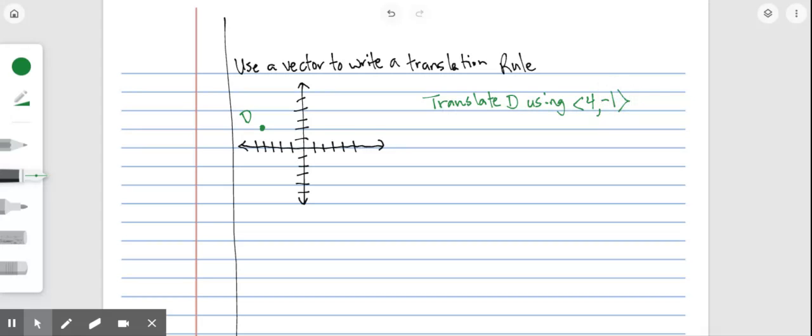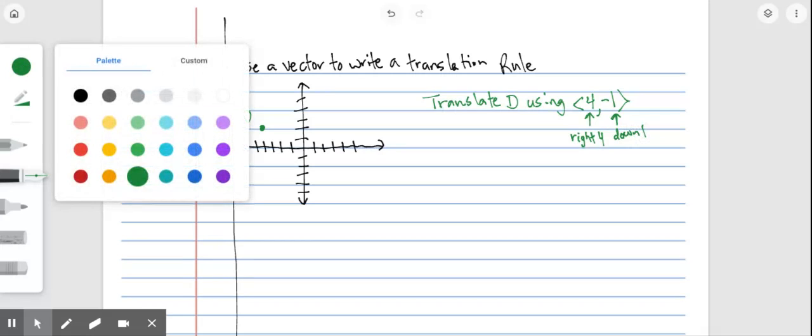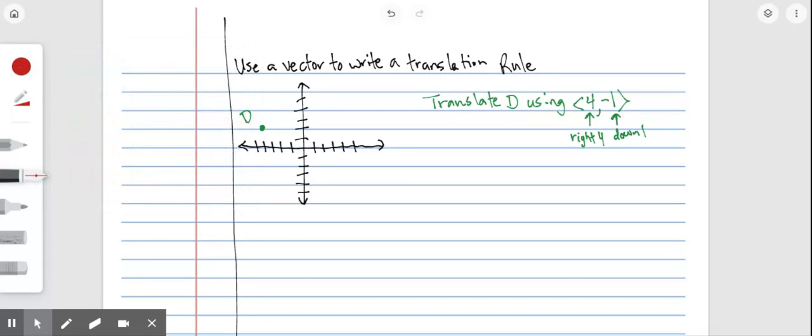Okay, so let's interpret this. This 4 in the vector is my x value, so I'm going to the right 4. And this -1 is my y value, which means that I'm going down 1. So let's draw our image after our pre-image. We're going to go to the right 4: 1, 2, 3, 4. And then down 1. So this should be D prime. Here's our vector that is 4, -1.